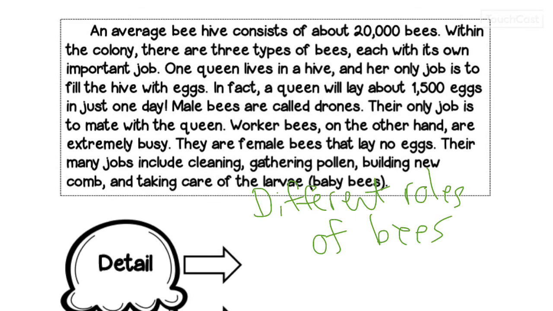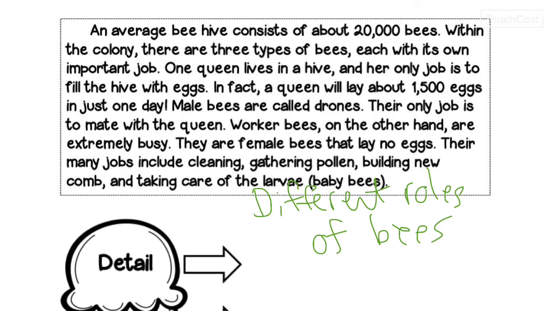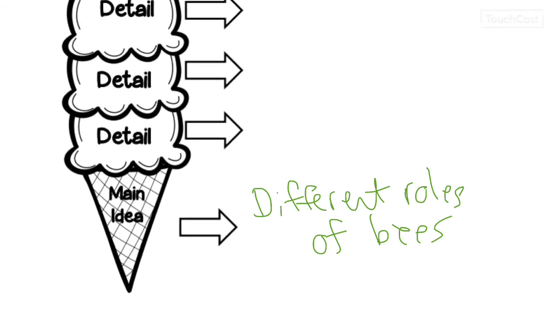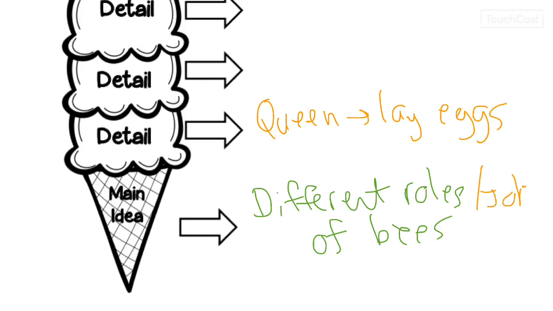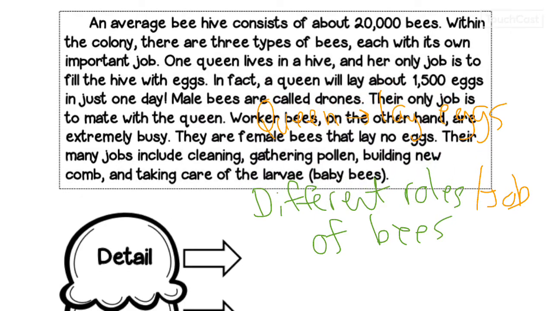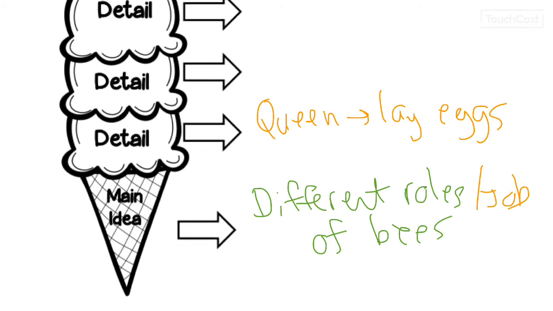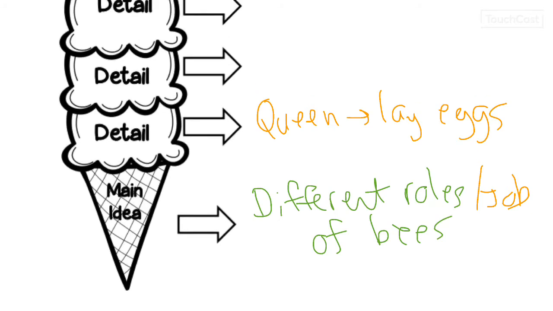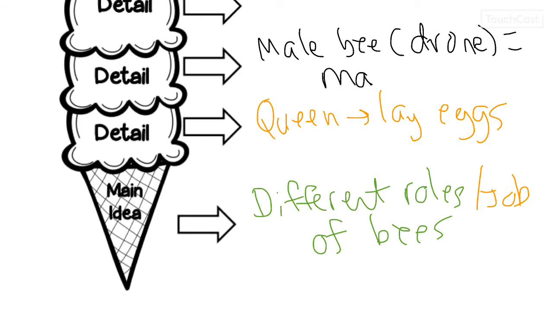So let's see, the first one they talk about is the queen bee. Her only job is to fill the hive with eggs. So her job, queen, lay eggs. That's her job, or her role. Role is another word for job. There was another bee. We had male bees called drones. Their job is to mate with the queen. So male bee, which is called a drone, equals mate. So their job is to help the queen be able to lay eggs.